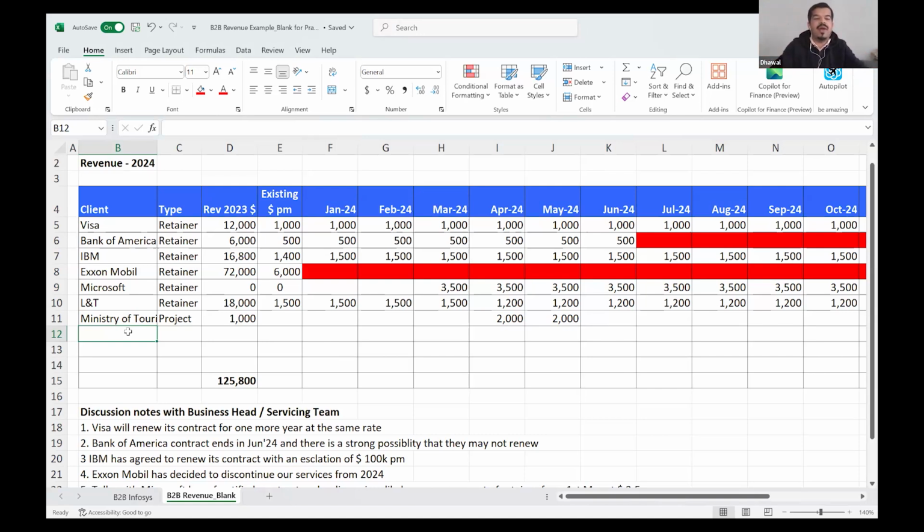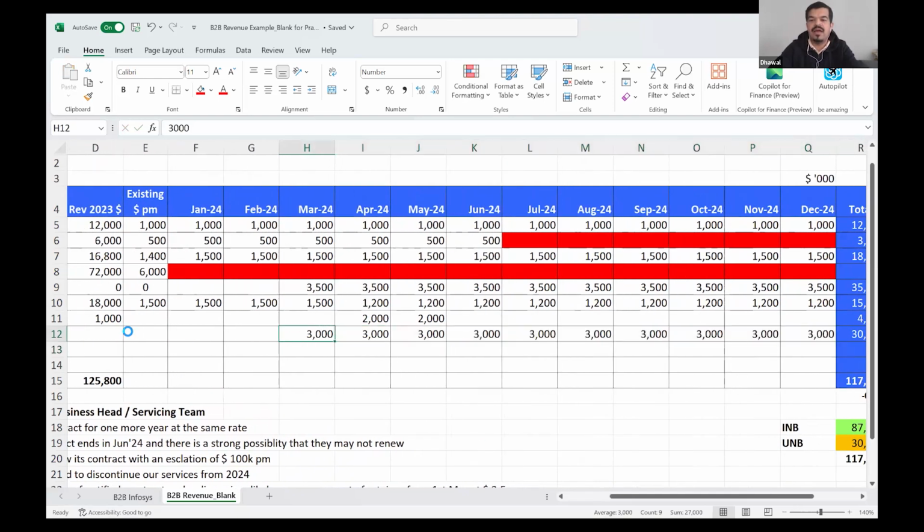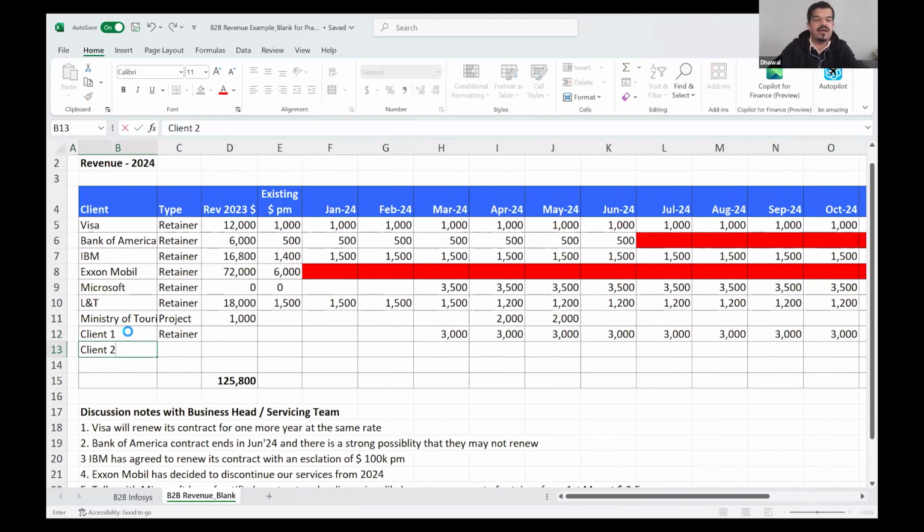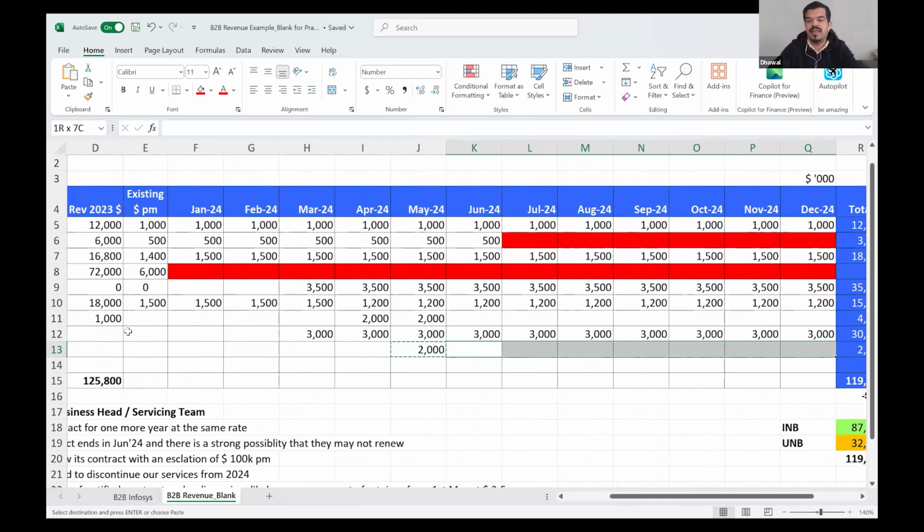So the more scientific way to plug this gap is I'll just say client one, I'll put a placeholder, which will be a retainer client. Let's say from March onwards, I'm going to take a $3 million client and carry it till the end of the year. And I'm going to say client two, another retainer. Let's say I'm going to take this client from May onwards at, let's say, $2 million. Take it till the end of the year.